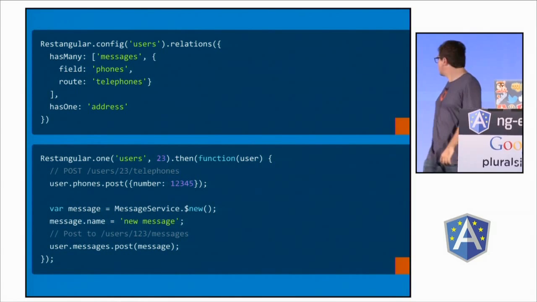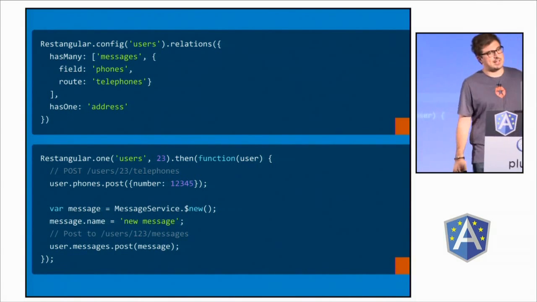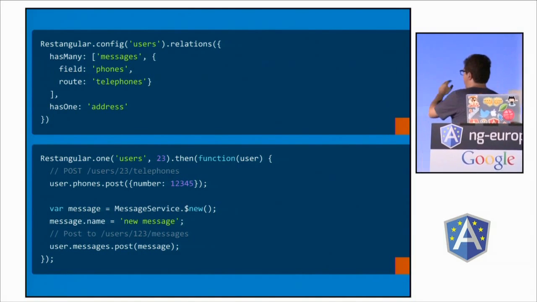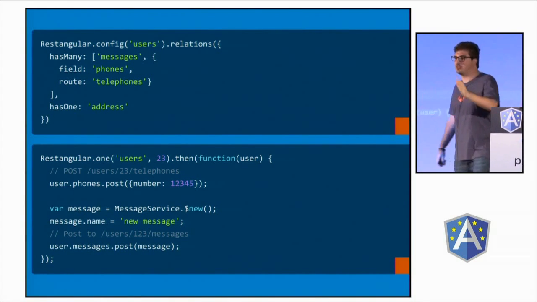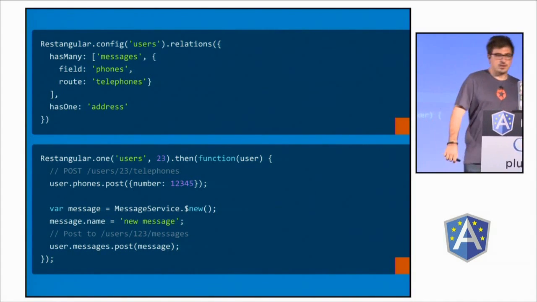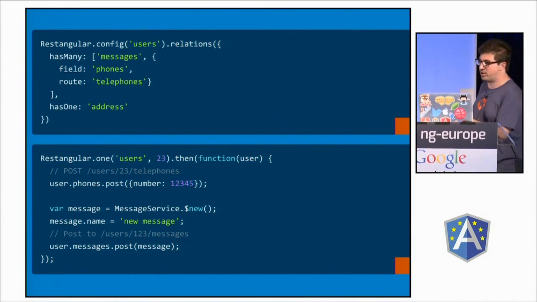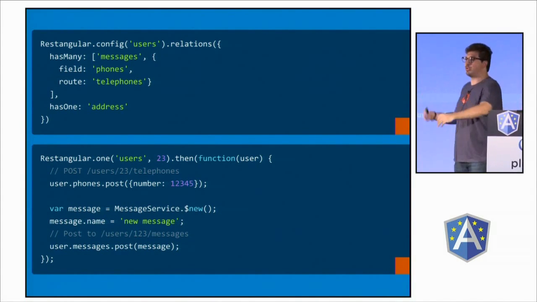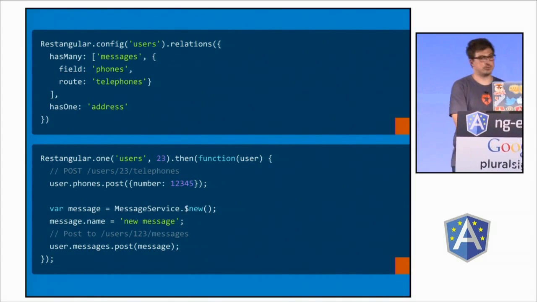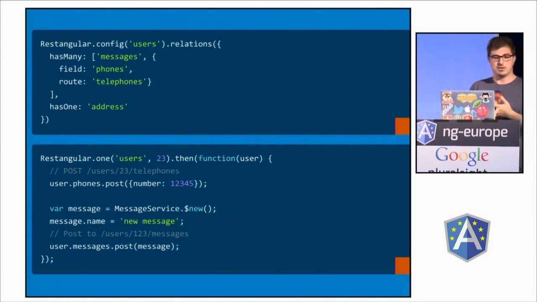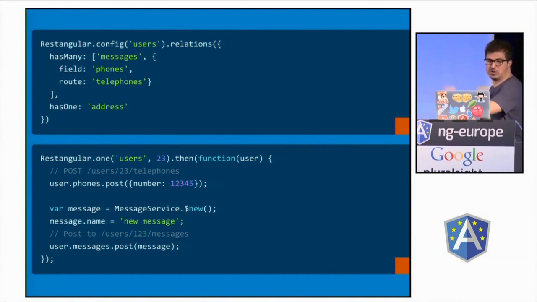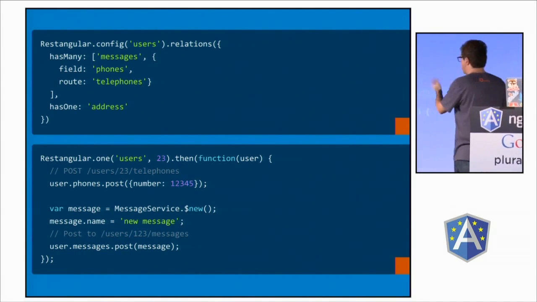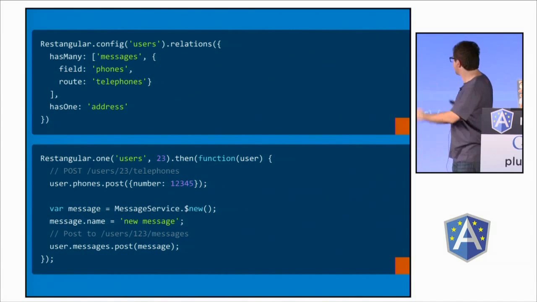So now in the Restangular config, besides setting the model class, what you would be able to do is to set relations. There are two ways of setting these relations: hasOne or hasMany. They can receive either a string or an object. If they receive a string, that string is both the name of the field and the name of the resource. If it receives an object, you can set which is the field and which is the route.